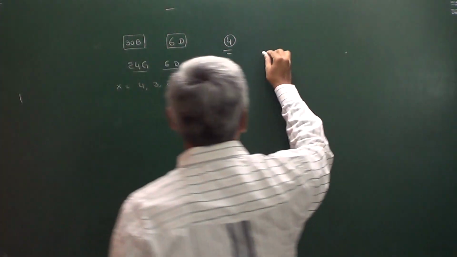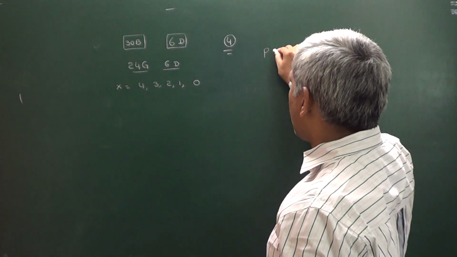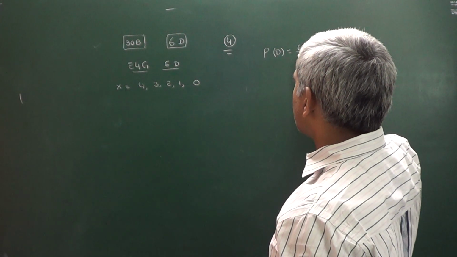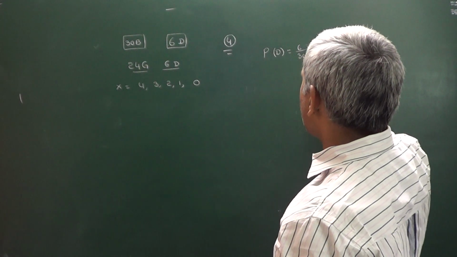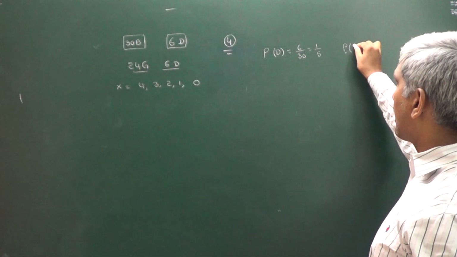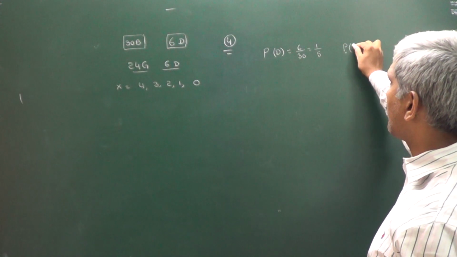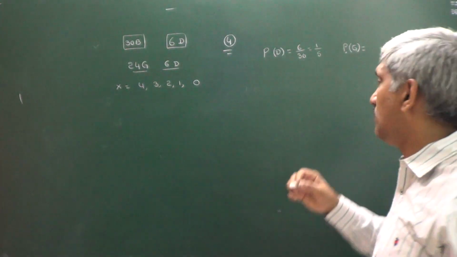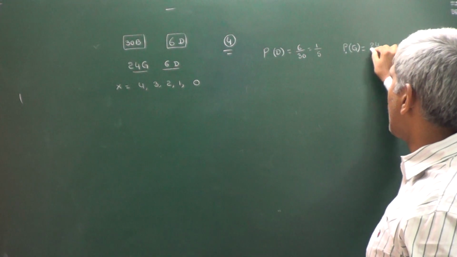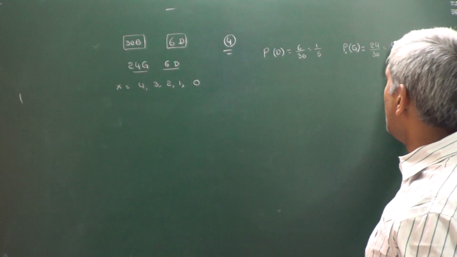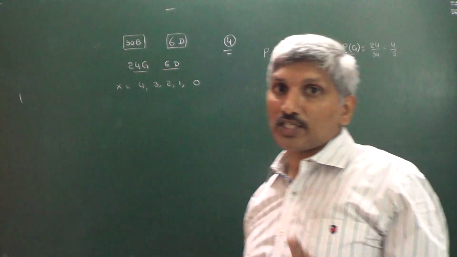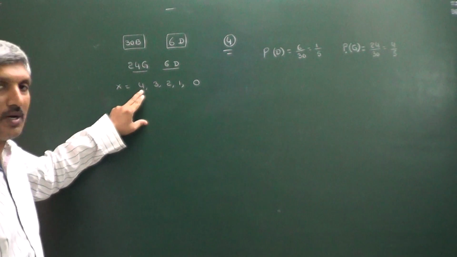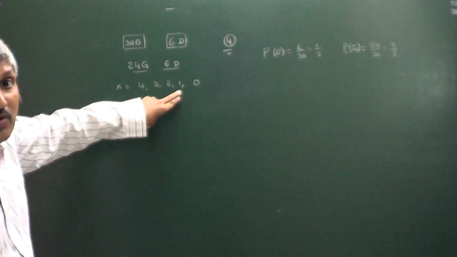First of all, what is the probability of getting a defective bulb? Defective bulb probability is 6 by 30, which equals 1 by 5. What is the probability of not getting a defective bulb? Not getting a defective bulb means getting a good bulb. So the good bulb probability is 24 by 30, which equals 4 by 5. We need the probability distribution of the number of defective bulbs, which may be 4, 3, 2, 1, or 0.